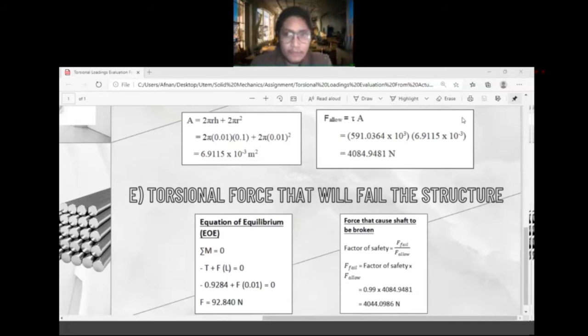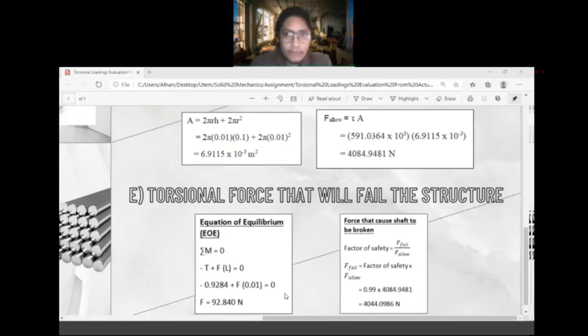Okay, for the area, we can calculate it by using the formula of area for a cylinder, which is 2 pi rh plus 2 pi r squared, equal to 6.9115 times 10 to the power of negative 3 meters squared. By calculating the area, we can find the allowable force, which is shear stress times the area, and we get the value of 4084.9481 Newton. For the final part, we need to find the torsional force that will fail the structure.